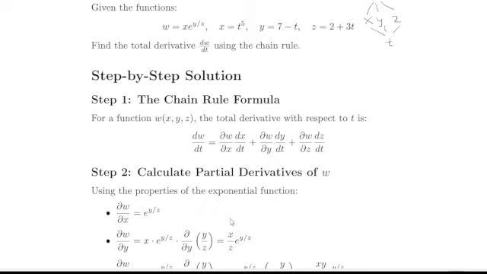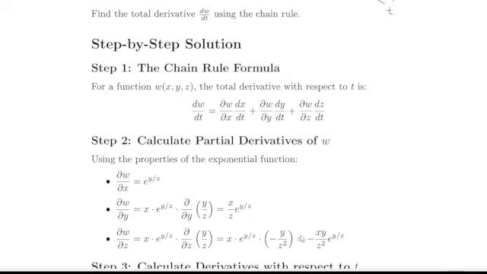And then partial w with respect to z, x is a constant, so we'll just leave that there. And then we take the derivative of y over z. We'll pull out the y because it's a constant, so we're just taking the derivative of 1 over z, which is negative 1 over z squared, and then multiply it by y. So we end up with negative xy over z squared times e to the y over z. Okay, so that takes care of these three.